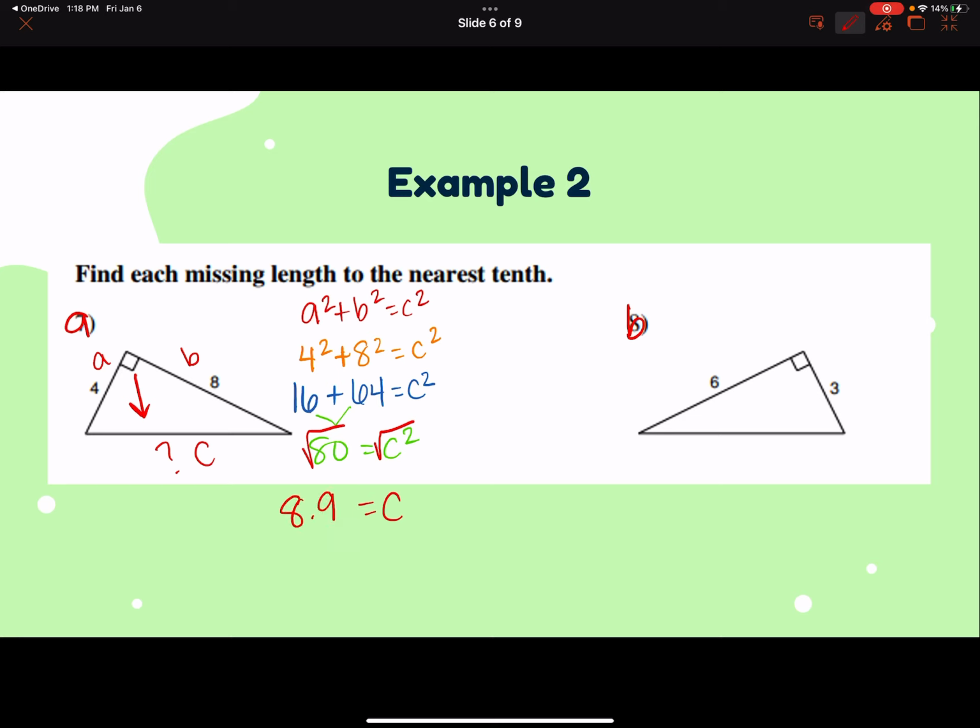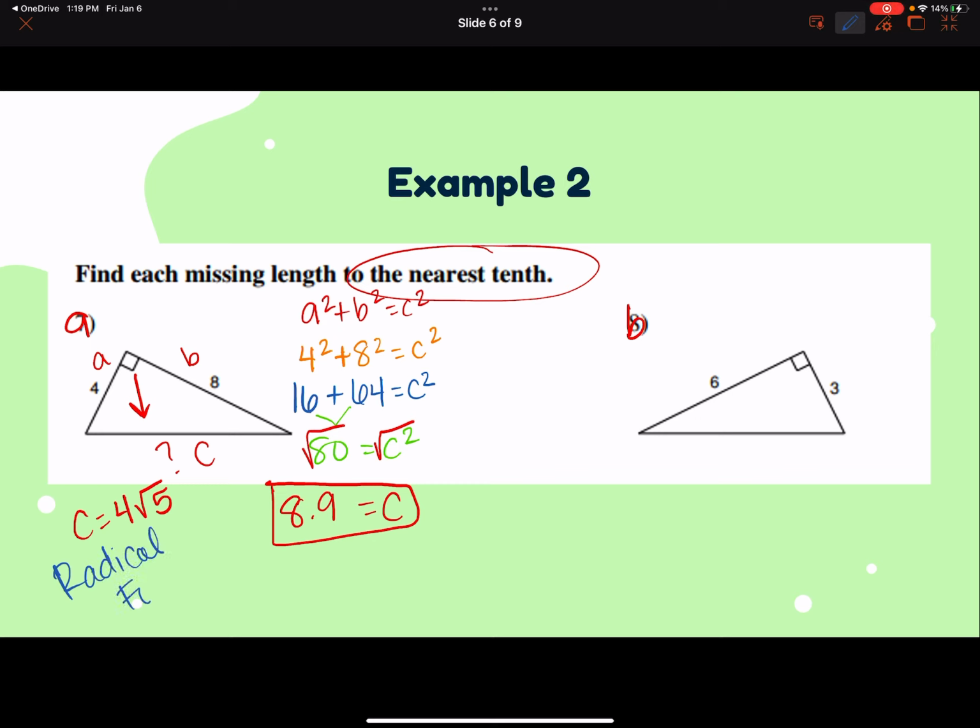Okay, notice it says round to the nearest tenth, so that's what I'm doing here, rounding to the nearest tenth. Okay, so if your calculator said something like this, that is very possible. So there's two different ways that you can get an answer here. One of those is radical form, and that is where it simplifies that square root down as much as it can.